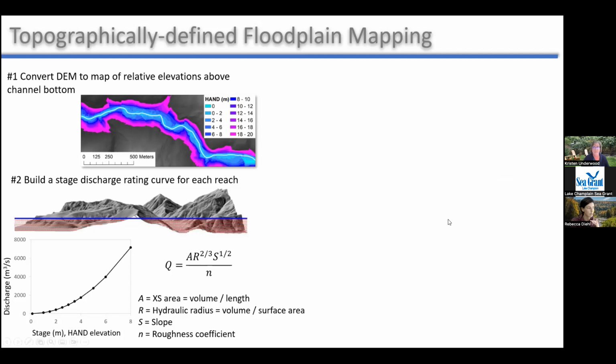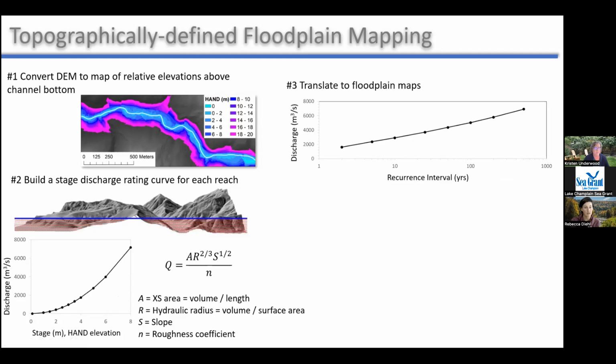And so that's what we are looking at here with this stage discharge rating curve, and we use the empirically based Manning's equation to develop those. The third step is then to translate that rating curve to a floodplain or an inundation map. And so to do this, what we did is we used flood frequency relationships that relate the flood return period here on the x-axis to a discharge.